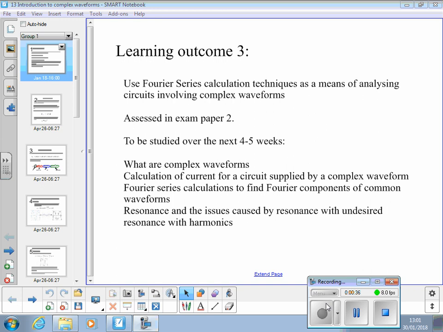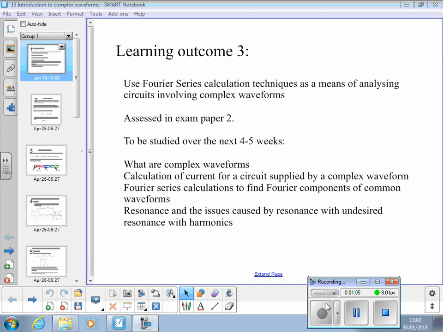Okay, that's assessed in exam paper 2, so I would think that'll be one of 2 questions again for the 1 hour exam paper, and there'll be one on complex waveforms. So we're going to study this over the next 4 or 5 weeks, and then the other learning outcome on Laplace transforms will be the other 4 or 5 weeks, and then we'll have some revision at the end.